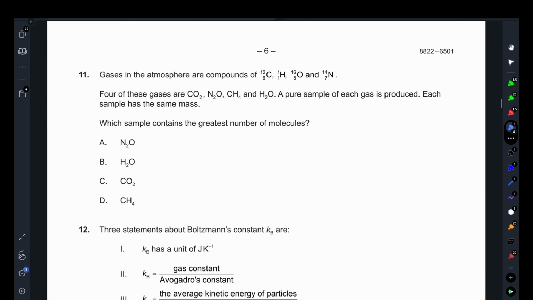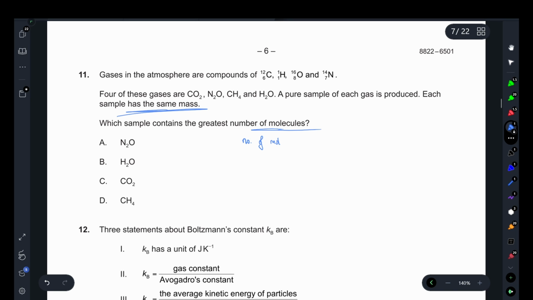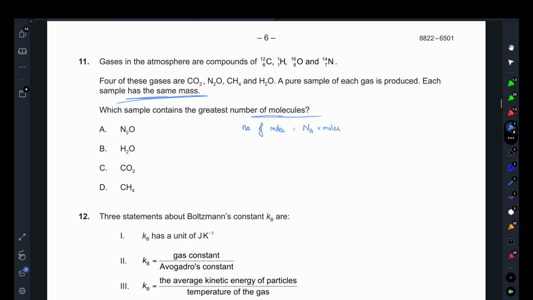Gases in the atmosphere comprised of these compounds. Which sample contains the greatest number of molecules, given that all of the samples of these four gases have the same mass? So for chemistry students, this might be a pretty dead giveaway. Number of molecules is equal to Na times moles. So this means that the number is directly proportional to the moles.